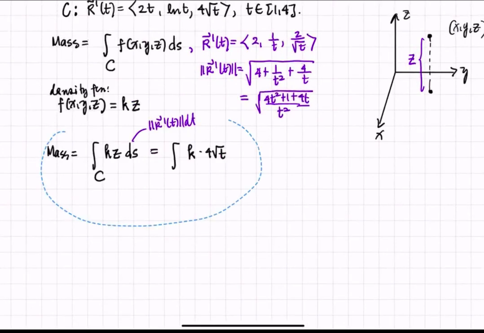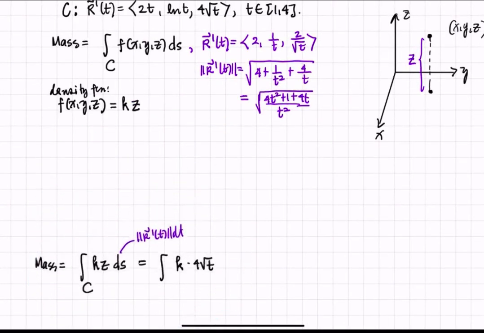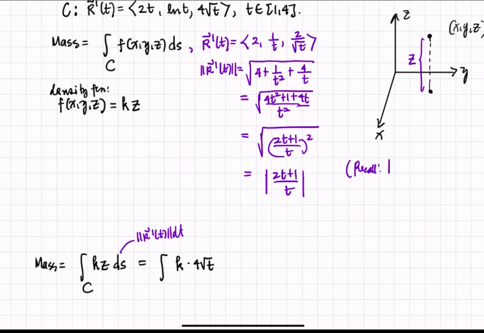Usog natin to kasi kailangan natin ng espasyo. Mukhang suspicious to, no? Mukhang masisimplify pa into 2t plus 1 over t square. Tama. Ito is 2t plus 1 square. This is t square. So, if you get the square root of something na naka-square, you get its absolute value. Recall, square root ng a square is equal to absolute value ng a for all a na real numbers.